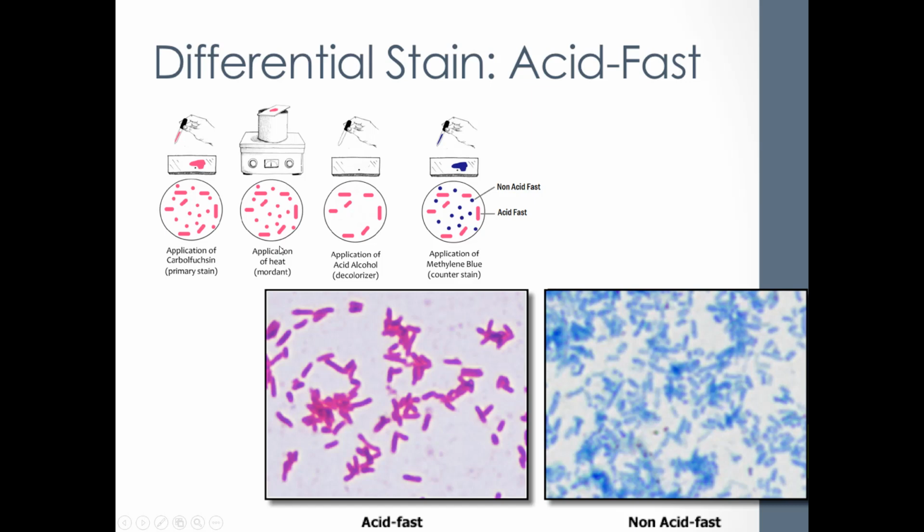And then again, because we have a differential stain and we've completely stripped the carbolfuchsin out of the non-acid-fast bacteria, we have to apply a counterstain. In this case, we apply one of the weakest stains that we have in our repertoire, and that's methylene blue. That will stain all of our non-acid-fast cells, either non-acid-fast bacteria or human cells.